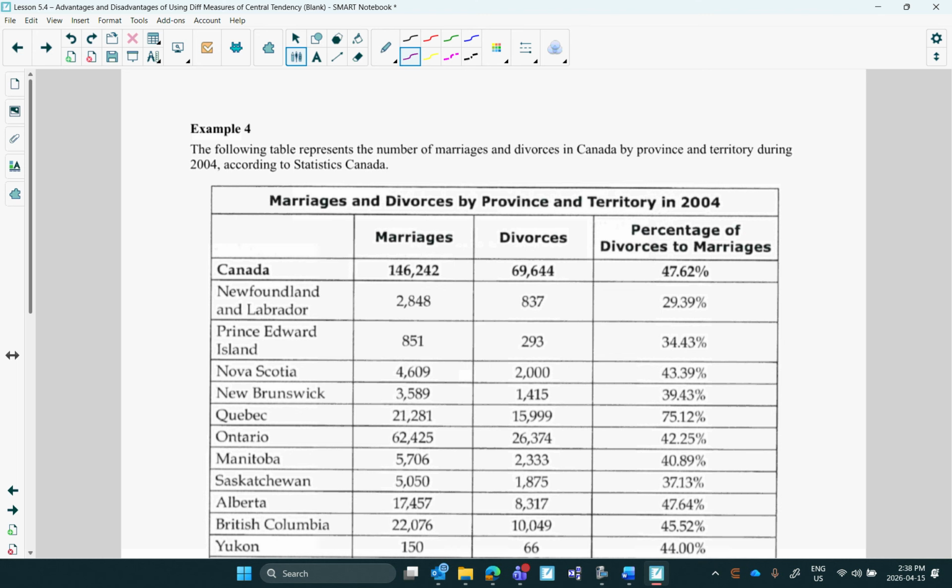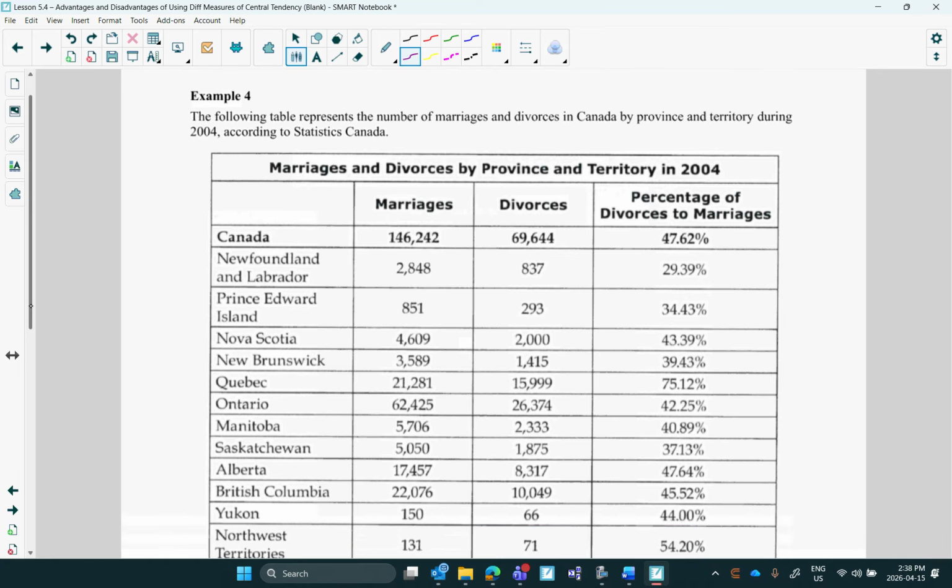So here we've got a table from a few years ago, representing the number of marriages and divorces in Canada by province and territory. And it also gives us the total in Canada. Okay? So the total percentage of divorces to marriages was almost 50%. And then we can see the breakdown by province.